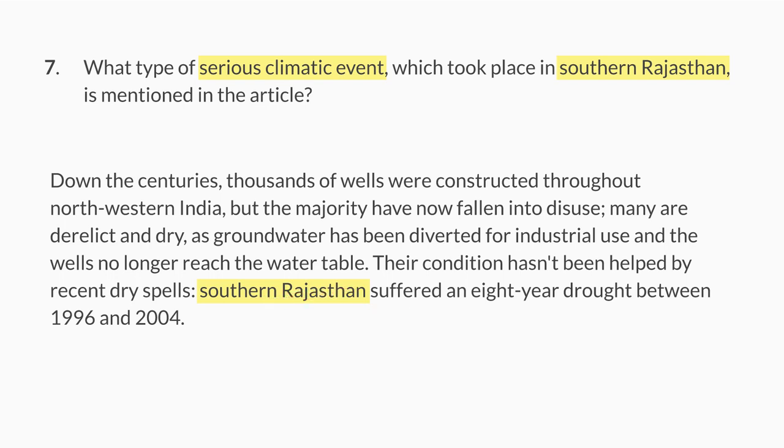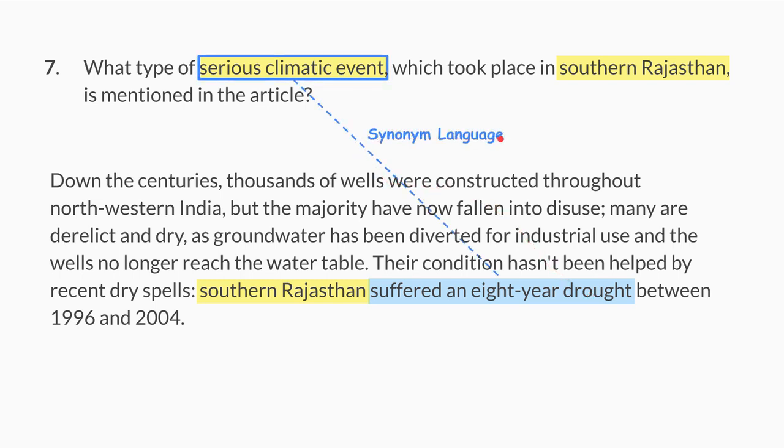The next thing that we have to do is look for the specific information. What specific information are we searching for? We want to know about the type of serious climatic event. A serious climatic event. Well, it turns out that right here it says Rajasthan suffered an 8-year drought. Well, that is a serious climatic event. And actually what we have here is synonym language. Serious climatic event is the synonym language for an 8-year drought.